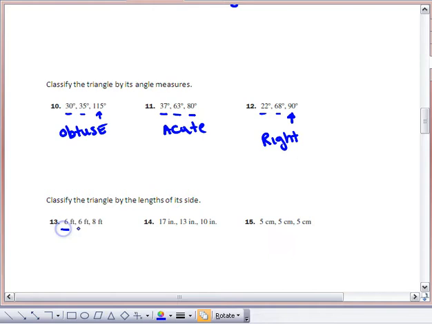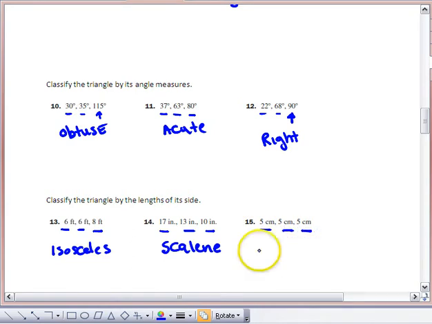This one has two sides that are the same and one that's different. That makes this an isosceles triangle. This triangle has three side lengths that are different, so that makes this a scalene triangle. And this triangle has three sides that are the same. Now it could be an isosceles triangle, but it would be more precise to call it an equilateral triangle, because all of its sides are equal.